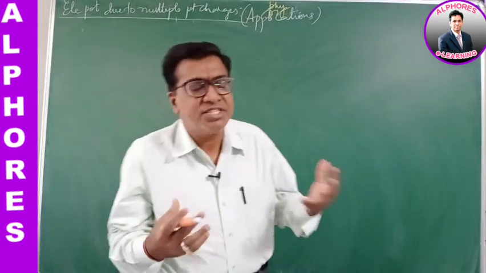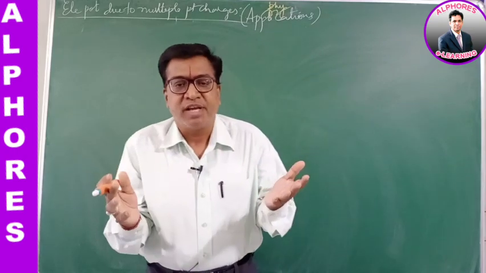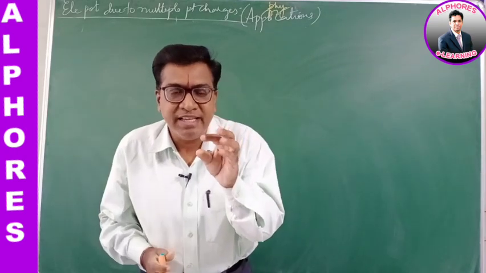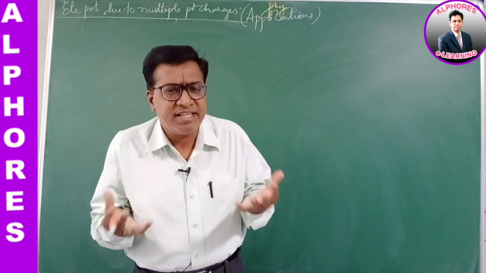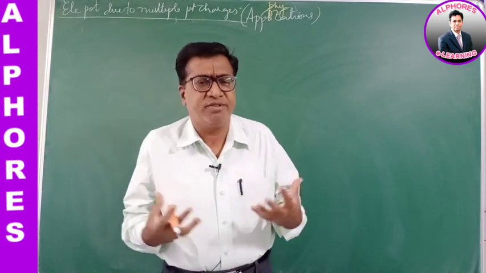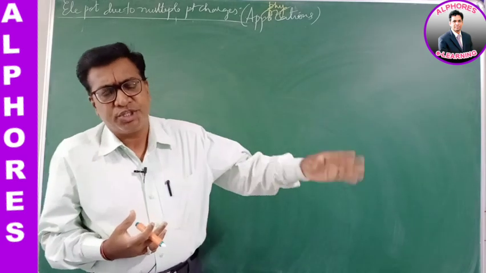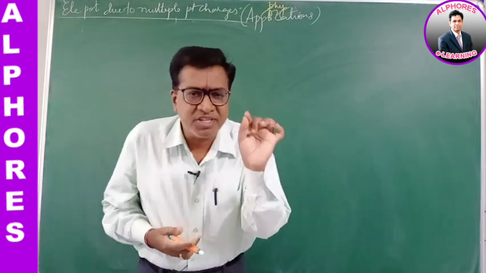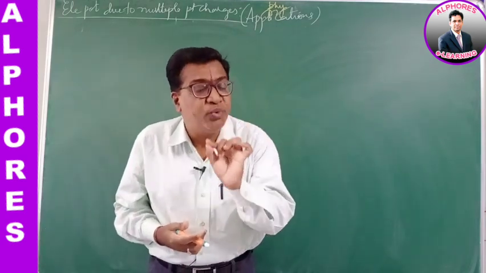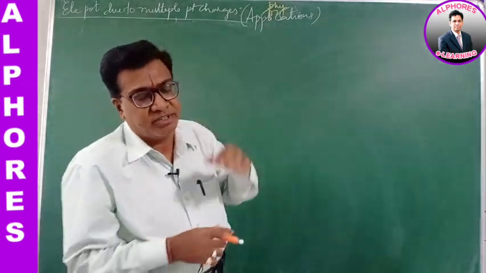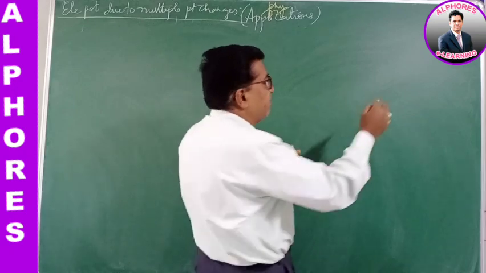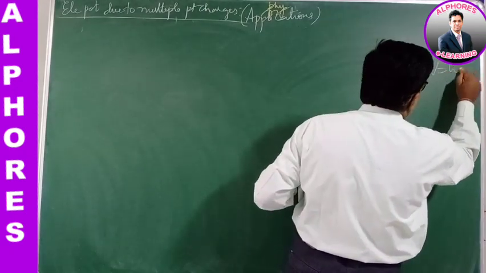So in the earlier session we have learned that potential is work done per unit charge. Potential is a state of a body, the electrical state of the body which determines the direction of flow of charge. So electric potential is defined as the work done per unit charge, the amount of work done in moving a unit point charge from infinity to the point. So the potential V is W by Q.